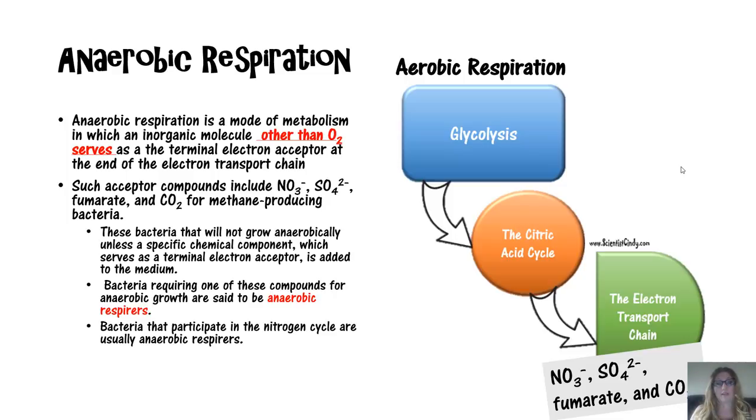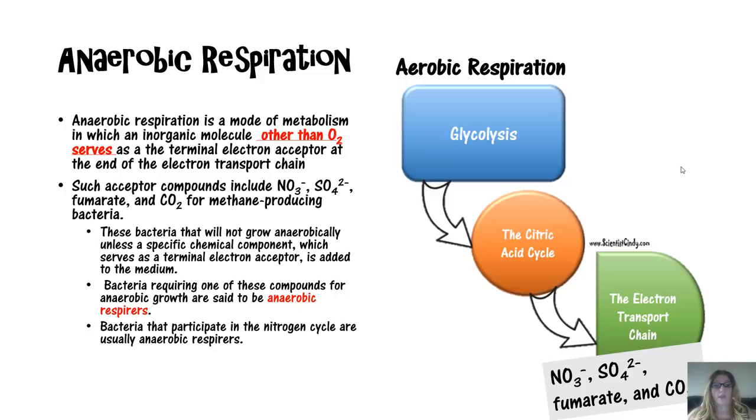Let me just repeat that. If it's an organic molecule, we will call that fermentation, and it will not go through all three of the steps shown here. Anaerobic respiration is a mode of metabolism in which an inorganic molecule other than oxygen serves as the terminal or final electron acceptor at the end of the electron transport chain. Such acceptor compounds include nitrite, sulfate, fumarate, and carbon dioxide for the methane-producing bacteria.